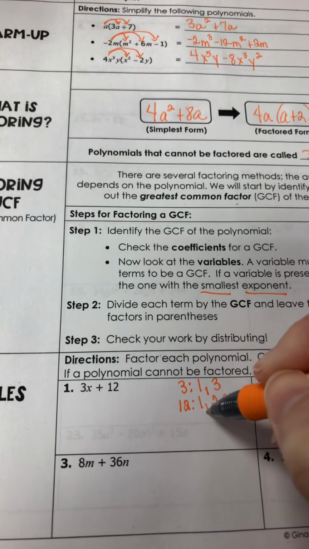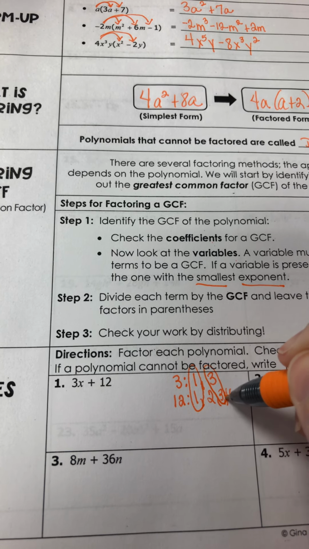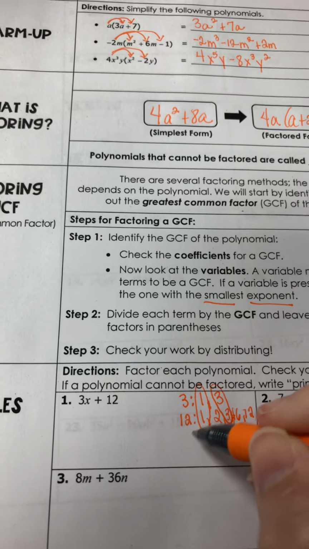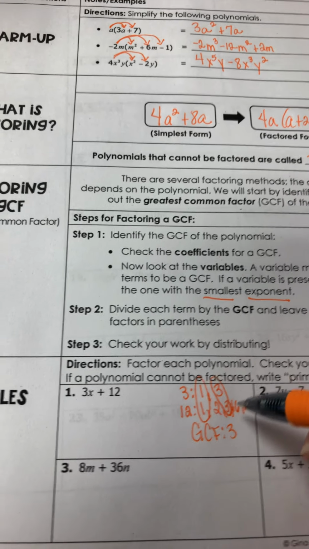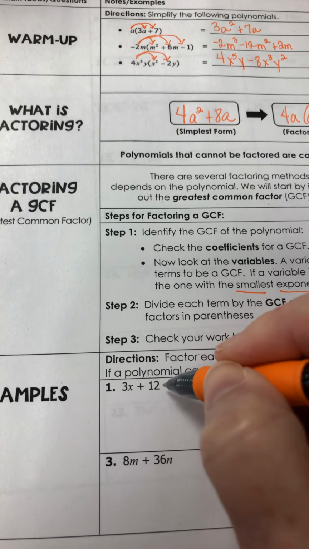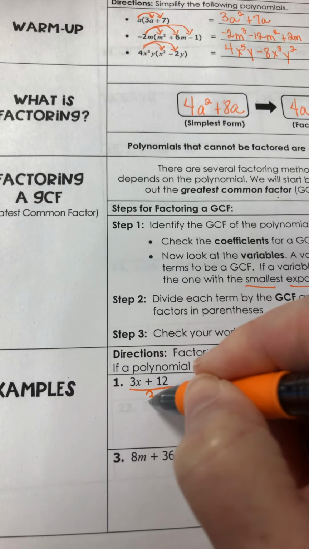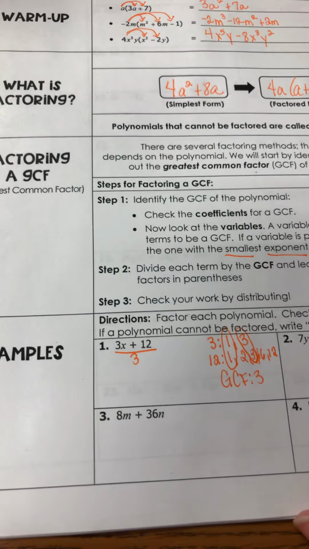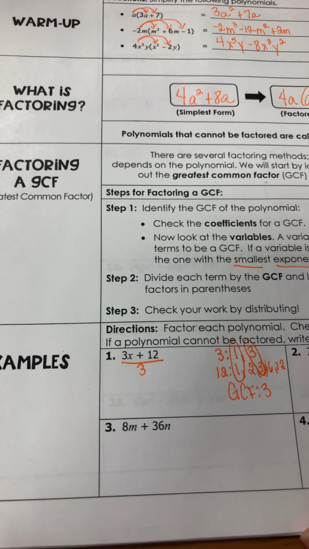Now, they're always going to have that 1 in common, but this set of numbers also has a 3 in common. So that tells me my greatest common factor is actually 3. Now notice the first term has an x, but the second term does not have an x. So if you do not share a variable, you cannot use it as a greatest common factor. So your greatest common factor for 3x plus 12 is simply 3.